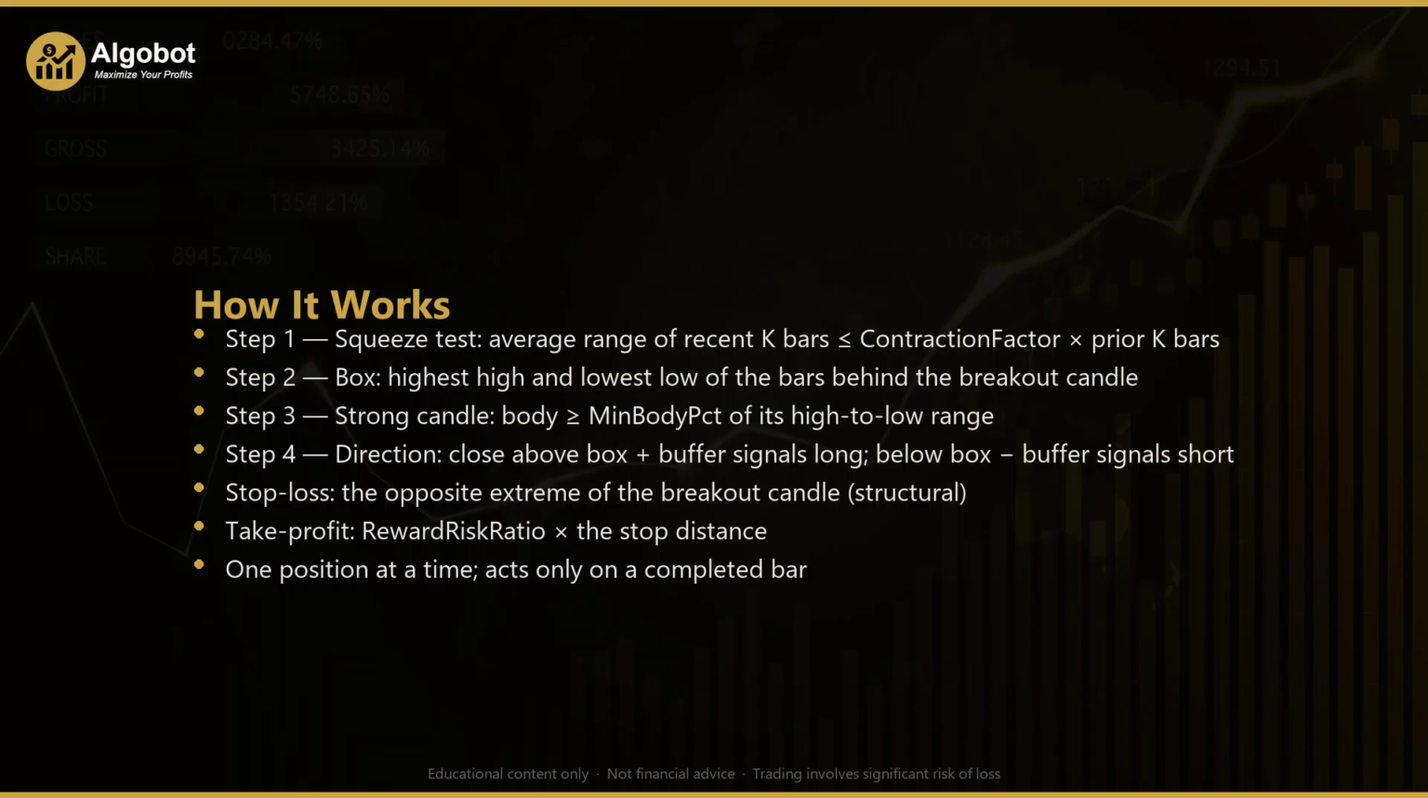When a signal appears, the stop loss is placed structurally at the opposite extreme of the breakout candle, the low for a long, the high for a short. The take profit is then set as a reward-to-risk multiple of that stop distance, controlled by RewardRiskRatio, which defaults to 2. The strategy holds just one position at a time, so it won't stack trades. Remember, this is educational information, not a recommendation to trade.